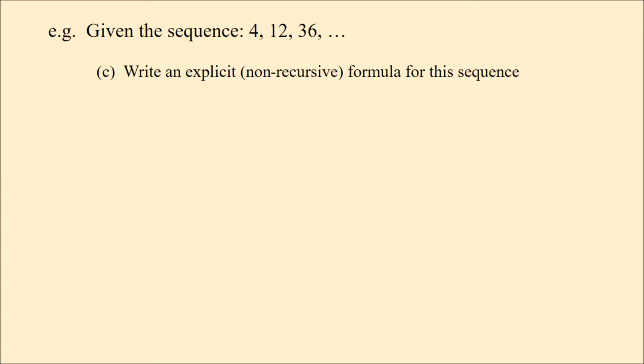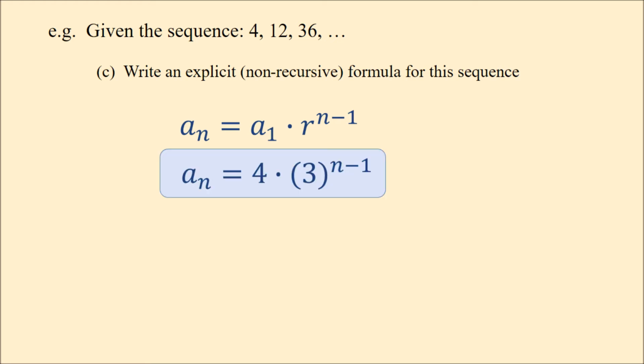But now we're asked to write an explicit or non-recursive formula for this sequence. Well, here is the formula that had stars around it. A sub n equals a sub 1 times r to the n minus first power. And if I simply substitute my values for a sub 1 and r, I'm done. The explicit formula is a sub n equals 4 times 3 to the n minus first power.